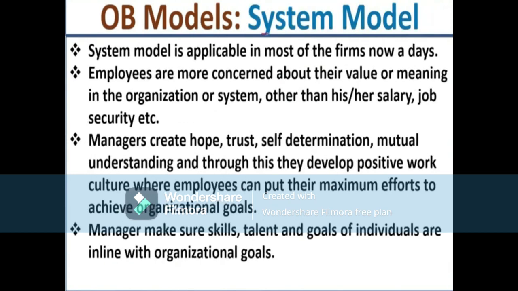Coming to the system model. What does the system model mean? The system model is applicable in most firms nowadays. Employees are more concerned about their value or meaning in the organization or system, other than salary, job and security. Most of them have self-respect and are more concerned about their value. So management should consider the employees. Without employees, there will be no organization.